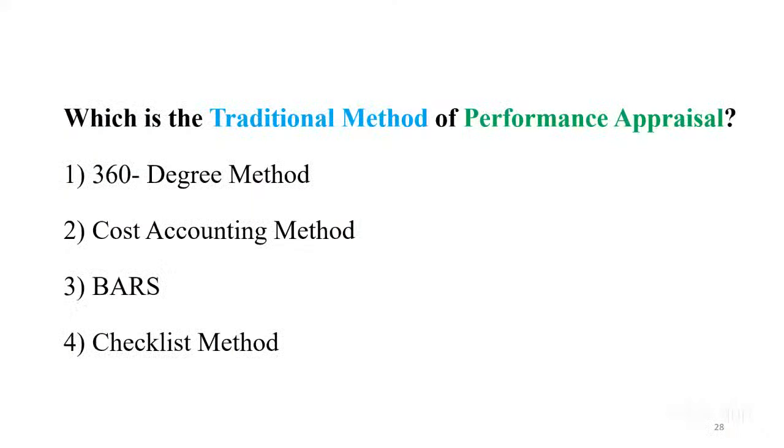Coming back to our question, which was asking about traditional method of performance appraisal. So we know all the first three options are actually modern methods: 360-degree method, cost accounting method, and BARS. These are your modern performance appraisal. Only one is traditional, that is the fourth, checklist method, our traditional method of performance appraisal.